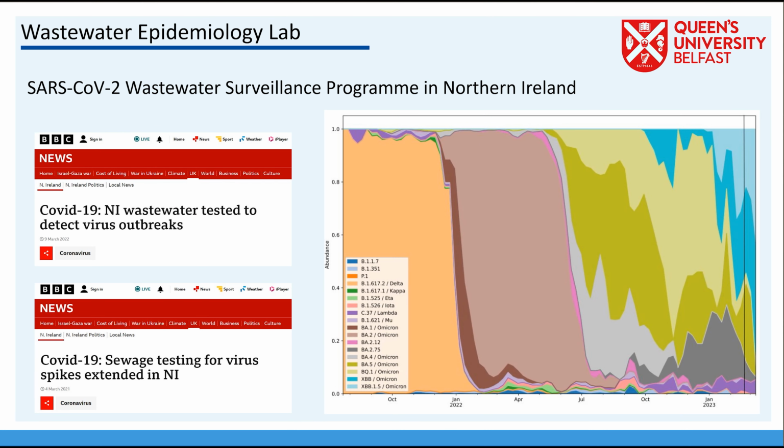But let me first introduce our lab. We are the Wastewater Epidemiology Lab. We were formed at the start of the COVID-19 pandemic, and we carried out the SARS-CoV-2 wastewater surveillance program in Northern Ireland. We were detecting presence, absence, and concentration of SARS-CoV-2 in wastewater across the whole country. We were also doing whole genome sequencing of the virus in order to track any new mutations or new variants arriving into the country. We were actually the first to detect the arrival of Omicron in Northern Ireland.